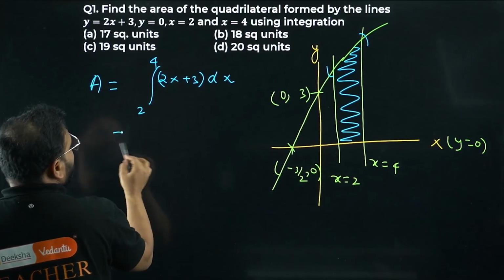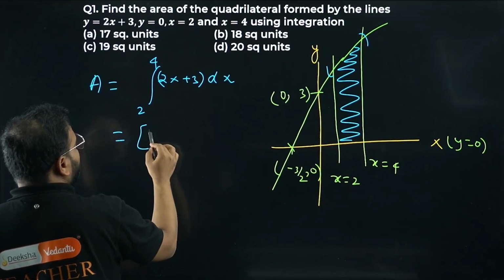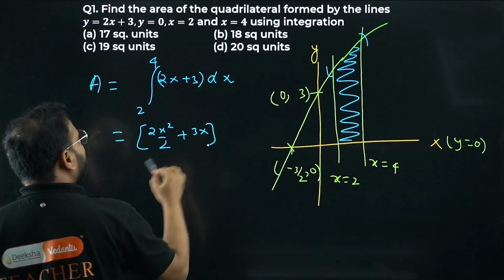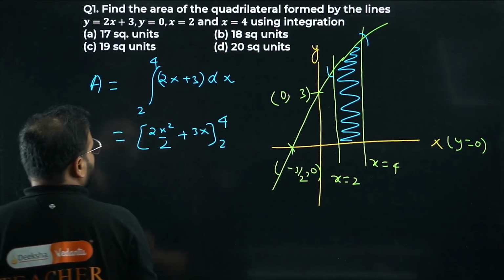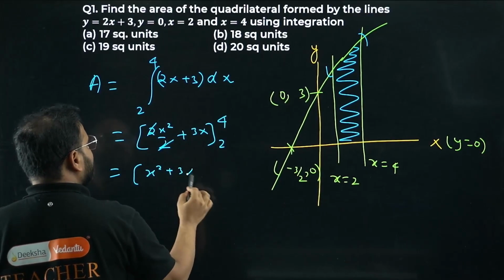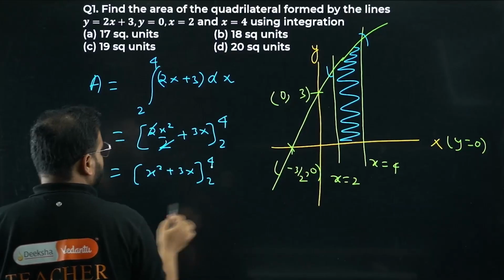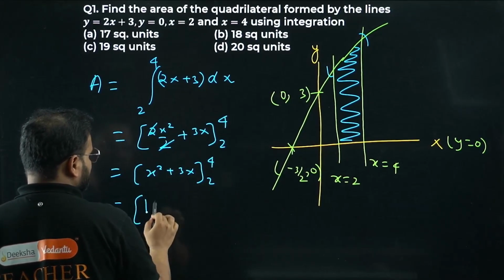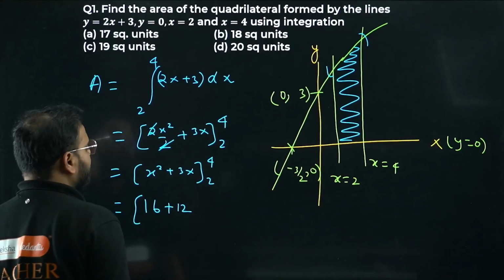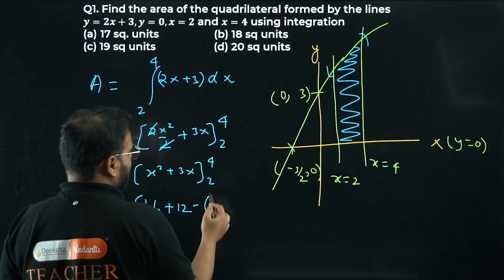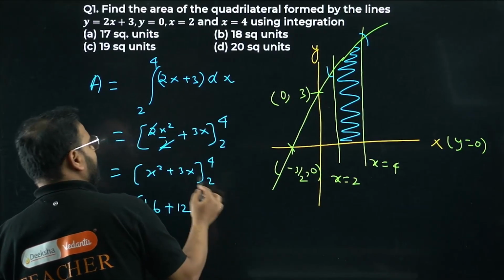From 2 to 4, what am I getting? Integrate this. I get 2x square by 2 plus 3x from 2 to 4. The 2 and 2 are cancelled. X square plus 3x from 2 to 4. Put here for 4, we get 16 plus 12. 4 square is 16, 4 into 3 is 12, minus lower limit 2 square is 4 and 2 3s are 6.